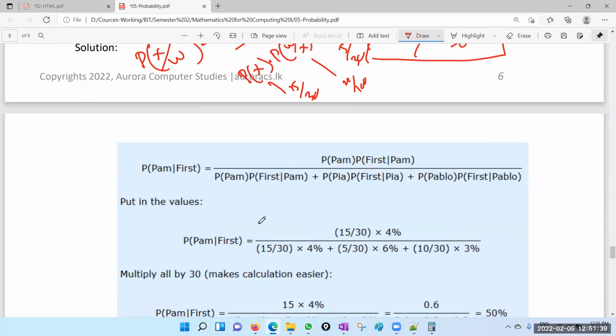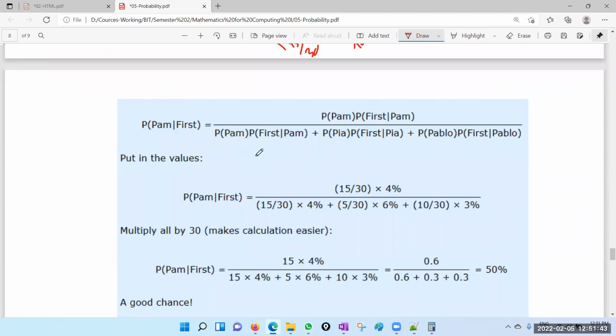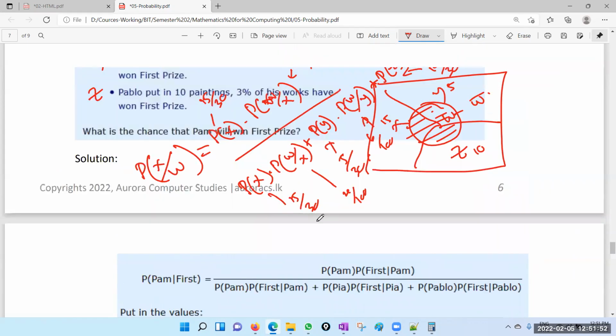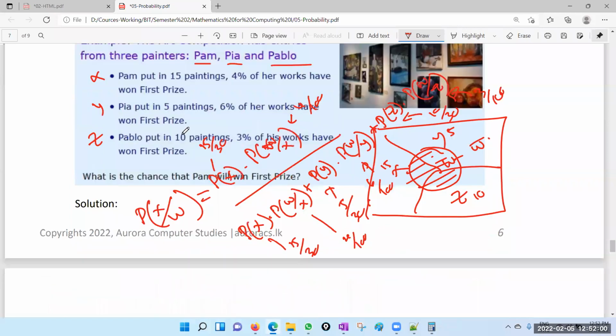Now we can simplify these separately, and when simplified separately, the answer we get is 50%. So that means what is the probability of Pam winning the competition? Her chance of winning is 50%.